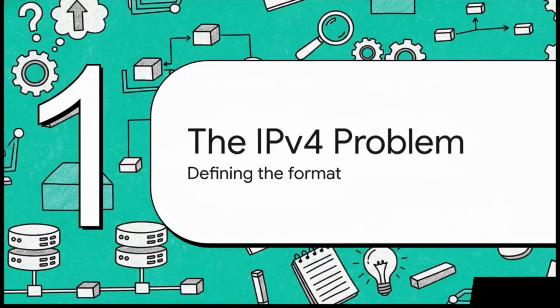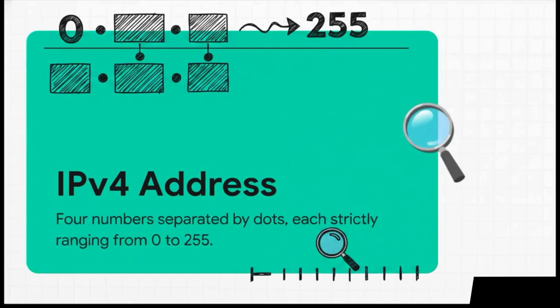Part 1. The IPv4 problem. Before we translate any code, we actually need to understand the real-world problem this Python script is built to solve. So, what exactly is an IPv4 address? Simply put, it's the digital address for a device on the internet, and it has a very strict data format. It always consists of exactly 4 separate numbers, and those numbers are separated by periods, or dots.